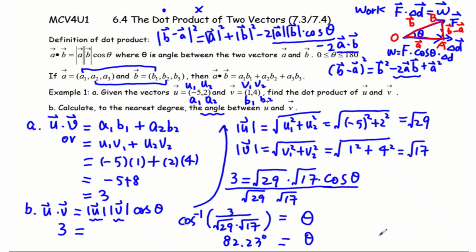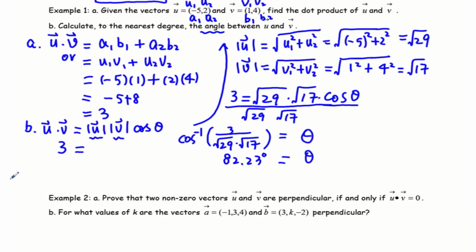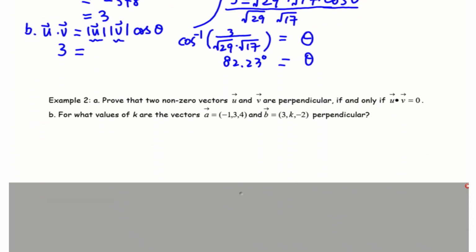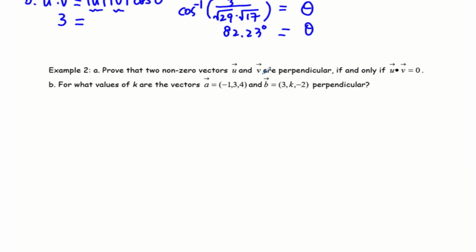So this is how to find the dot product and how to find the angle. Then we are going to just continue to practice and see more examples. So example 2. Prove that two non-zero vectors u and v are perpendicular if and only if u dot v equals 0.